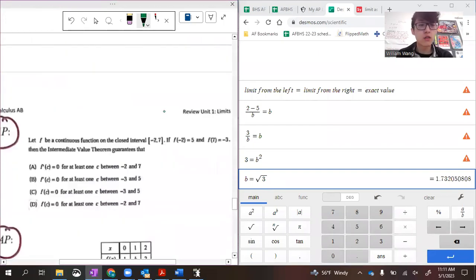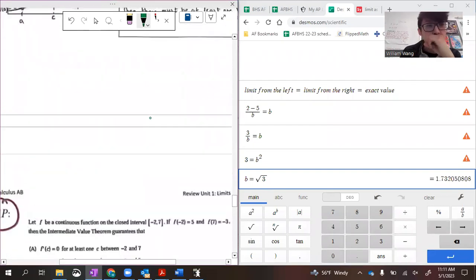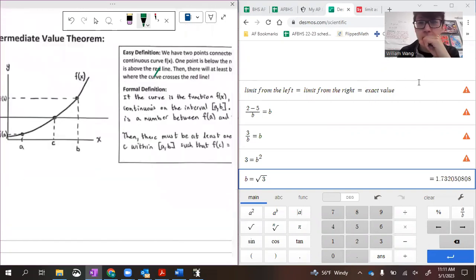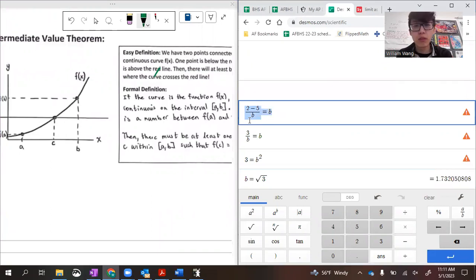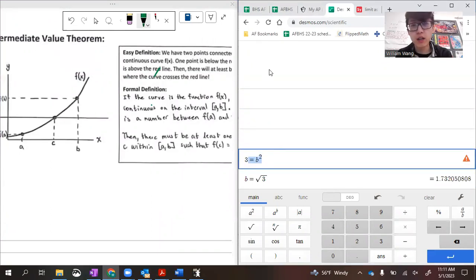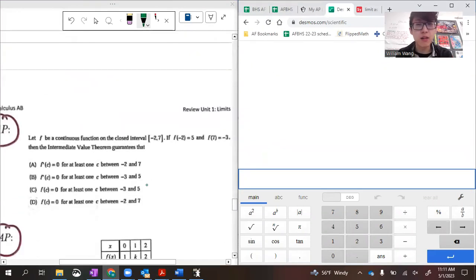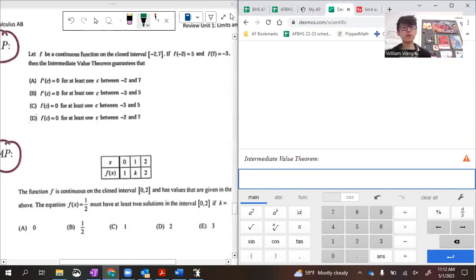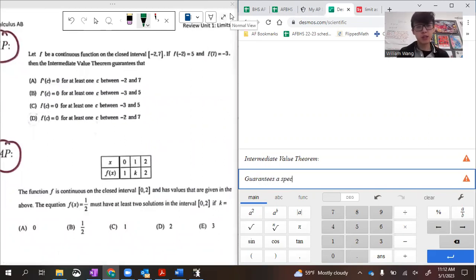All right, cool. We are going to now move on to the last topic, which is intermediate value theorem, right? And here you can see the notes for intermediate value theorem right here, but I'm going to type it out as well. So intermediate value theorem, right? So what does intermediate value theorem do? It basically guarantees a specific y value. And how does it do this? Well, it has some requirements.